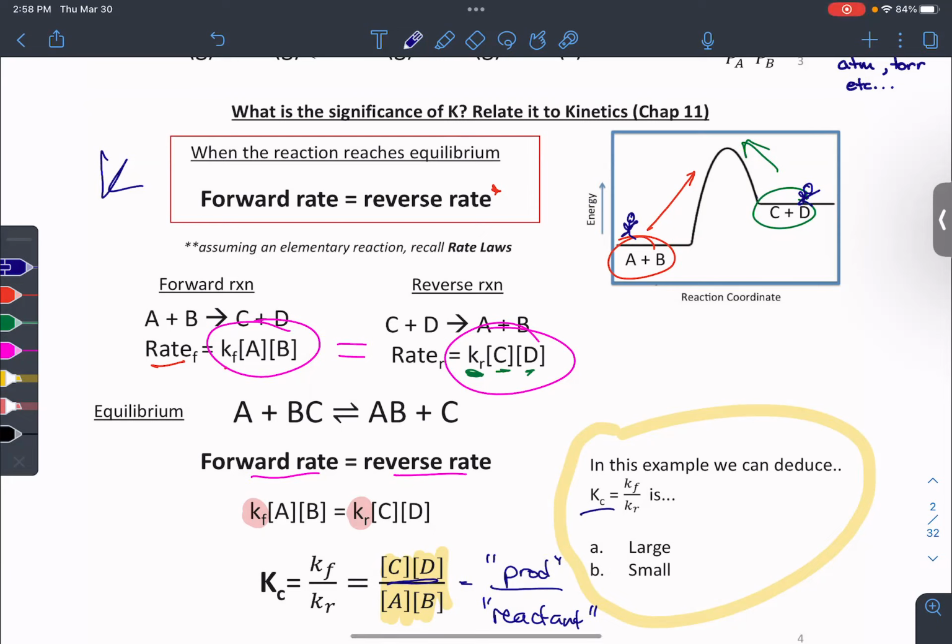So what does that tell you about the value of K, big K, equilibrium constant? It's going to be a small number. Yes, it's going to be a small number. So what's the significance of that? If this is equal to products over reactants, are you going to have more products or reactants present at equilibrium? If K is a small number, you're going to have more reactants because you have a big number in the denominator.